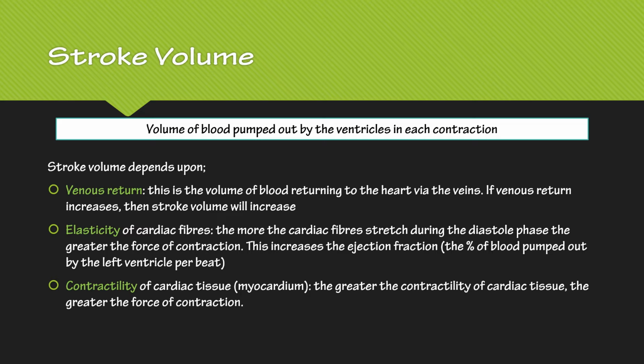And finally, the contractility of the cardiac tissue, or the myocardium. The greater the contractility of the tissue, the greater the force. So if it can contract stronger, then it's going to actually provide a bigger stroke volume and contract with more force to pump more blood out. So you need to know what the stroke volume is dependent upon, those three things.